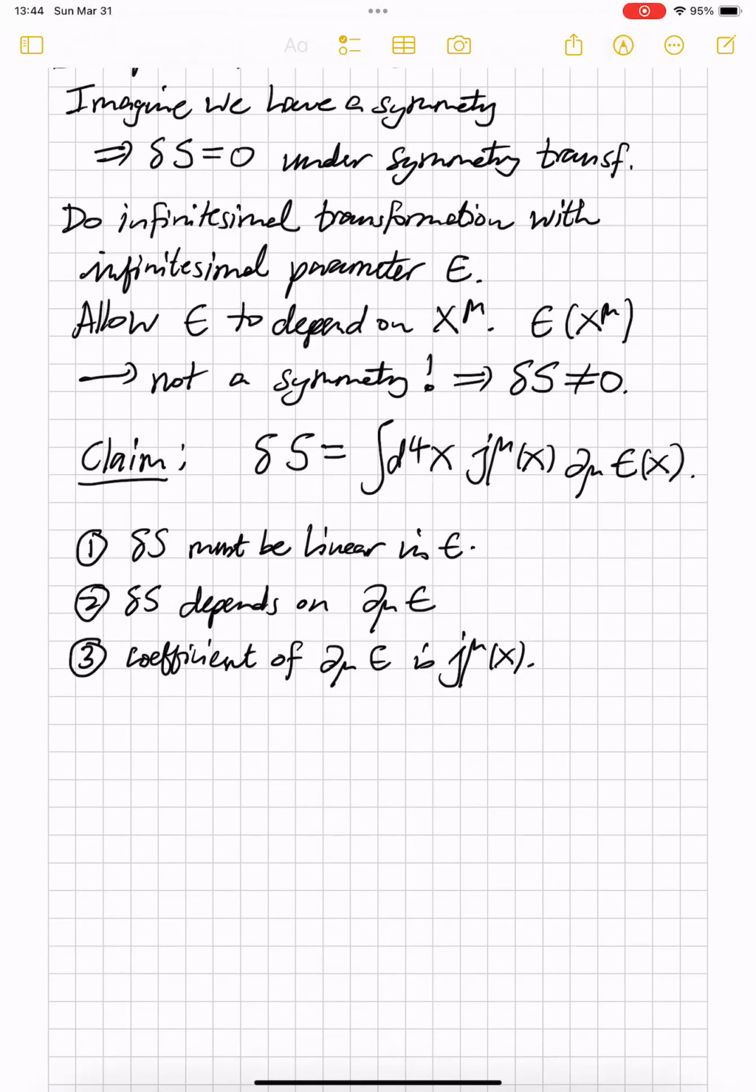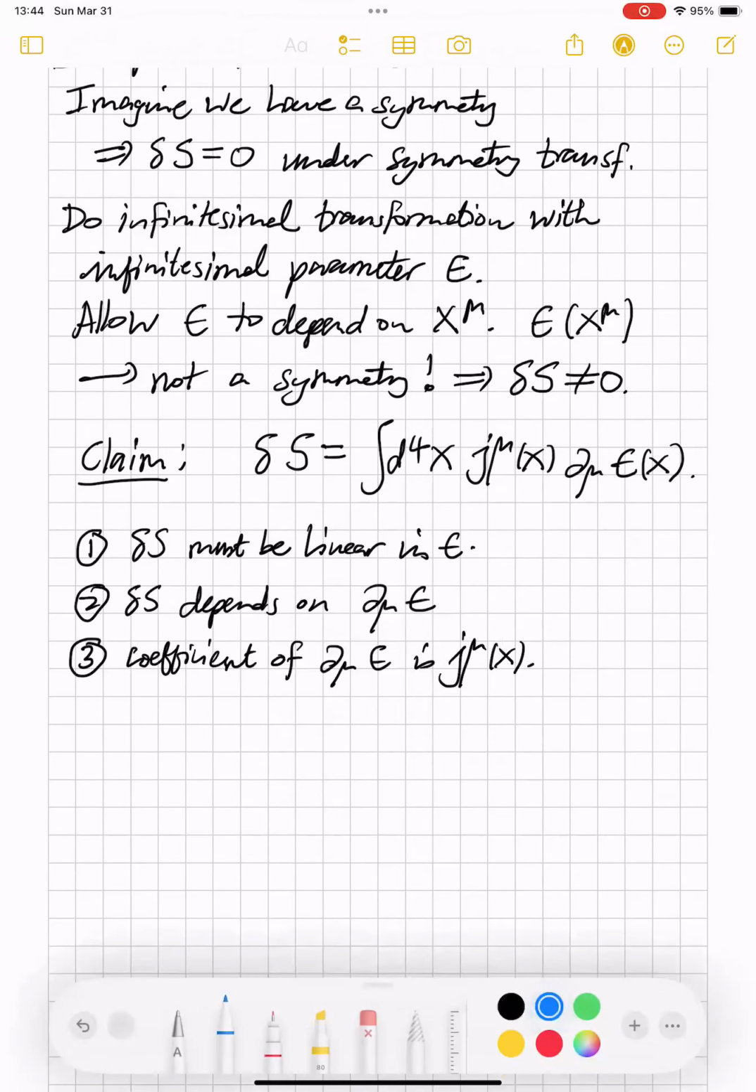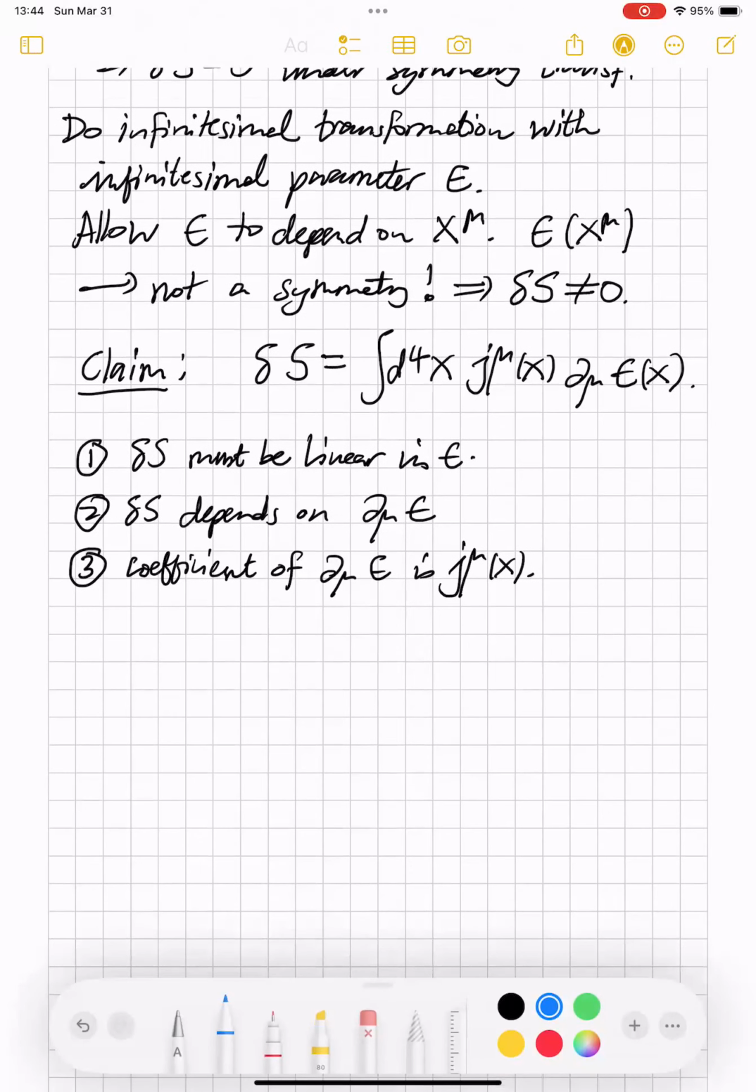So let's look at the first point. First of all, epsilon is a symmetry transformation. If epsilon is zero, then I didn't do any transformation and the change of the action is zero. So there should be no term that's independent of epsilon. The epsilon to the power of zero term should not be here, because if I set epsilon to zero, delta S has to vanish, because I didn't do a transformation and the action didn't change.